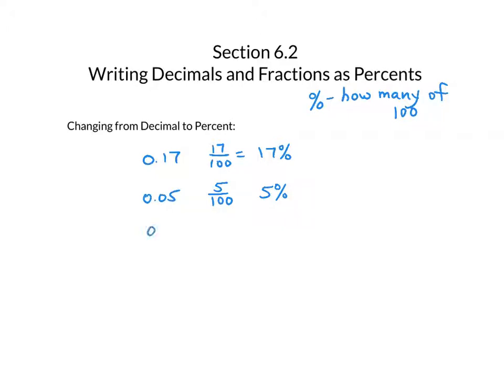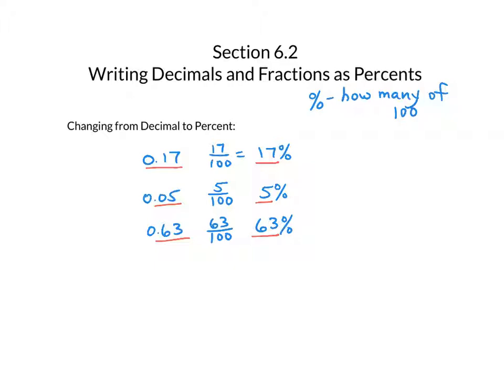If you were given 0.63, that is the decimal 63 hundredths. 63 hundredths as a percent would just be 63%. So let's take a look at these. Once again, notice that the numbers are the same. Here I have 17, here I have 17, here I have a 5, here I have a 5, here I have a 63, here I have a 63.